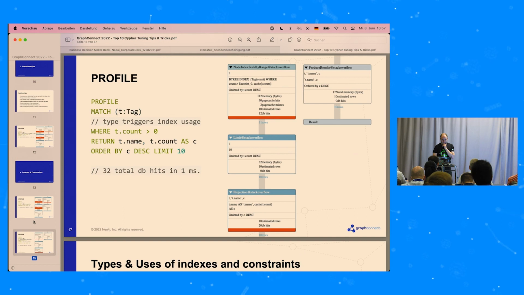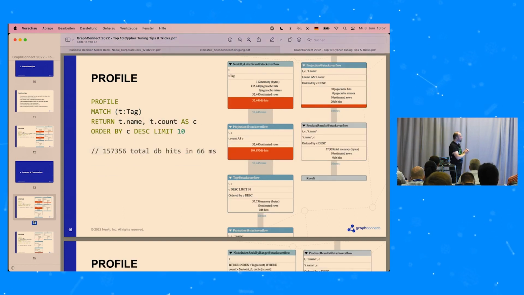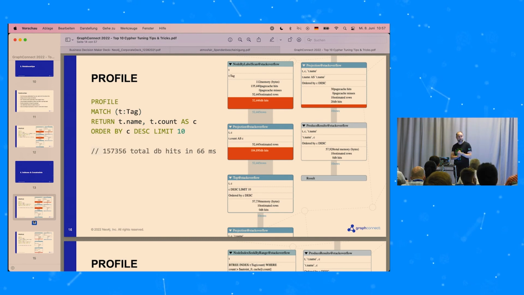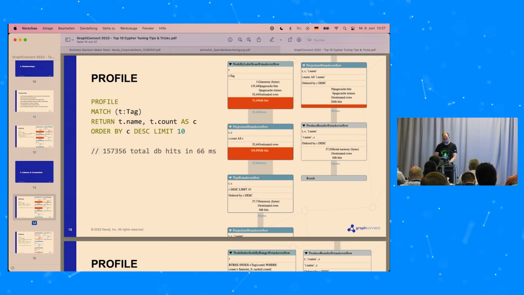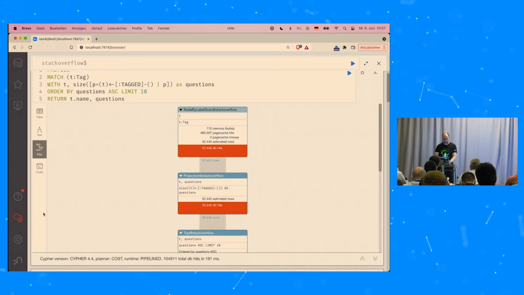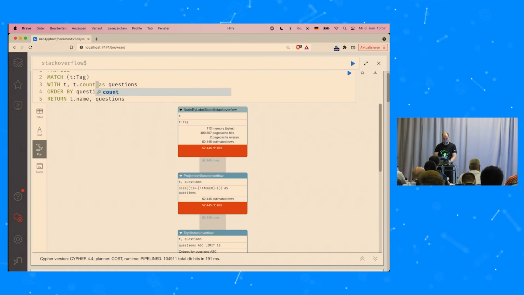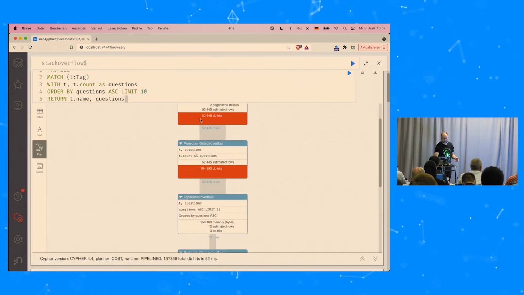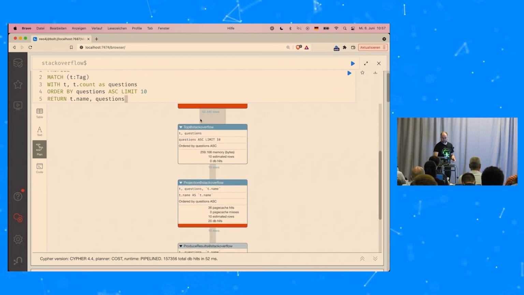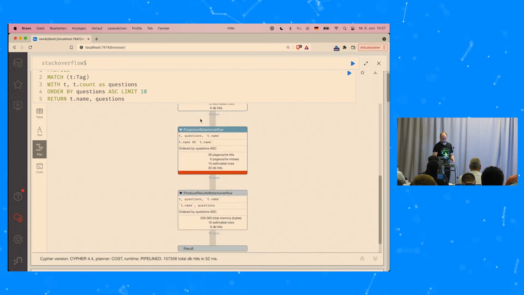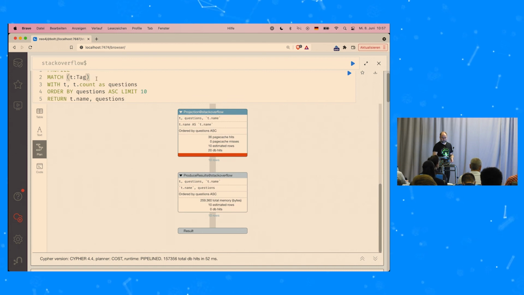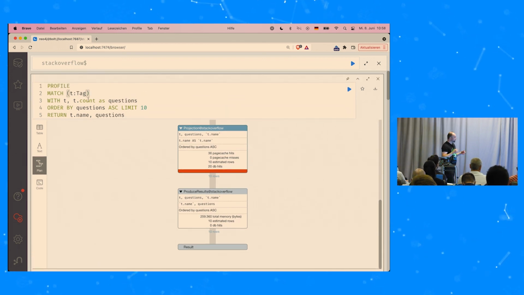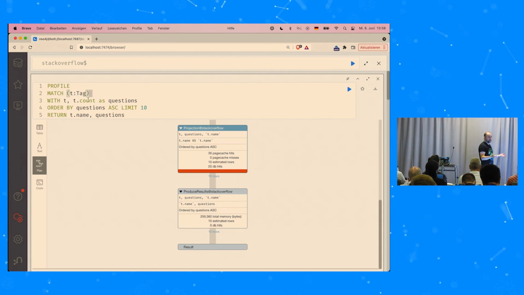Indexes and constraints. So actually, if we know our domain a little bit better, our Stack Overflow domain, then we would know that there's actually a count property on the tag node. So we actually don't have to use the relationship at all. And we can just look at the t.count. And so it does the label scan, reads the properties, and gets this information. All right. And in principle, I also created an index for the count.